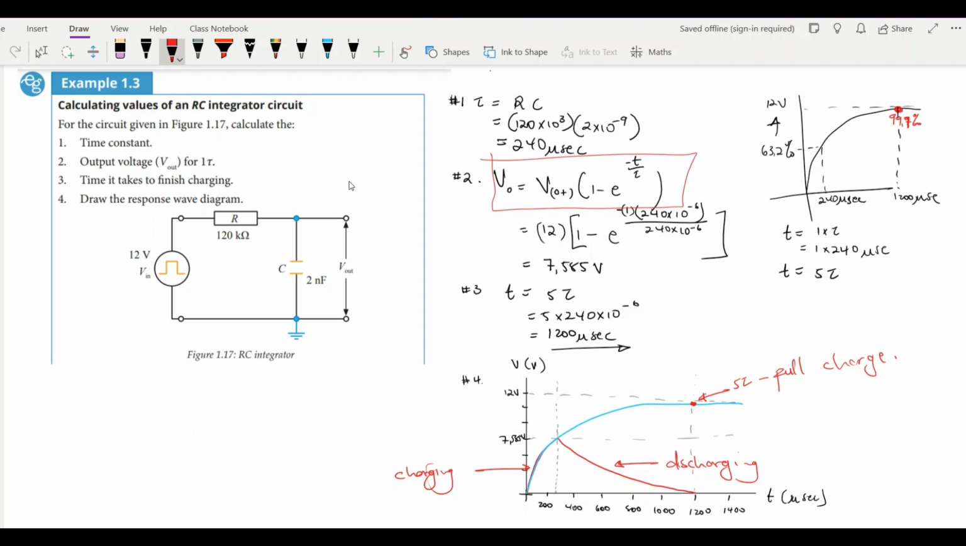However, do not forget that your capacitor will reach 99.7% of its final value, up to 100% of its final value at 5-time constant. We consider that a full charge, and it will reach 63.2% at exactly 1-time constant.